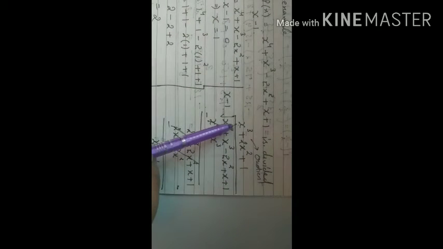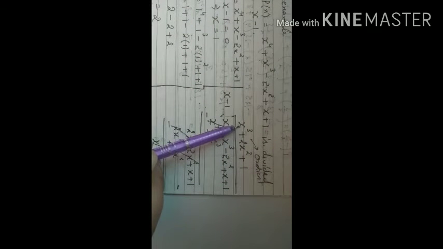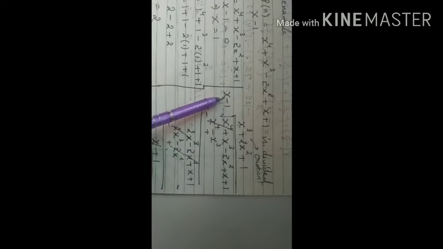When we divide x^4 by x, we get x cube. So we take here firstly x cube. After multiplying x cube into x, we get x^4, and x cube into minus 1 is equal to minus x cube.